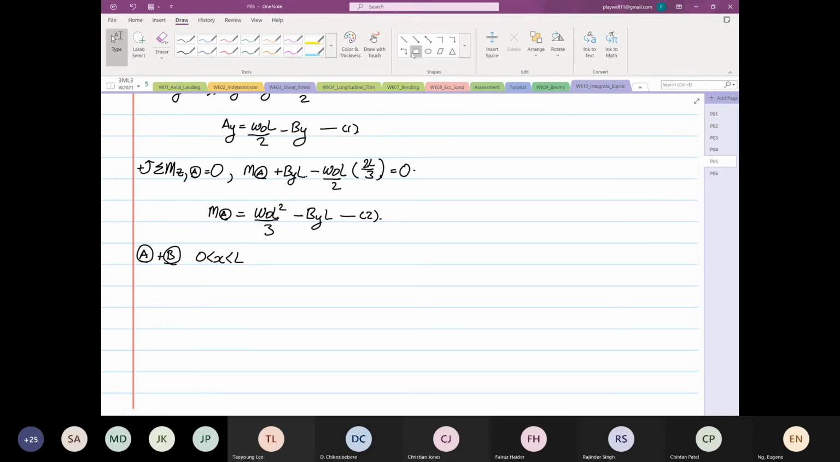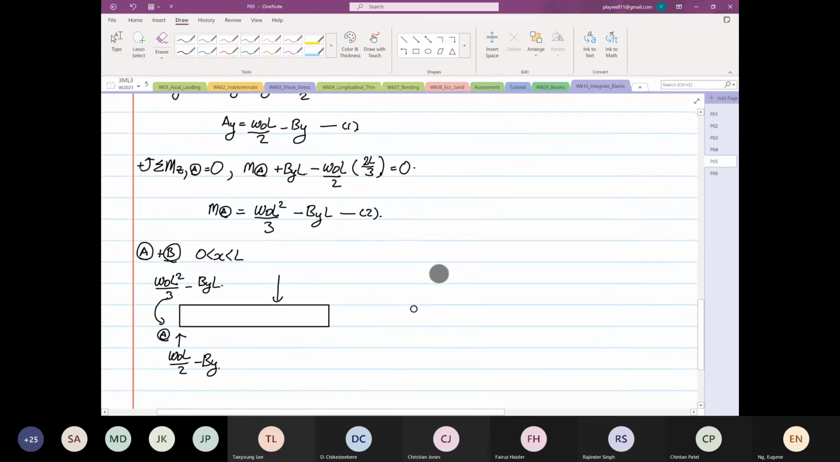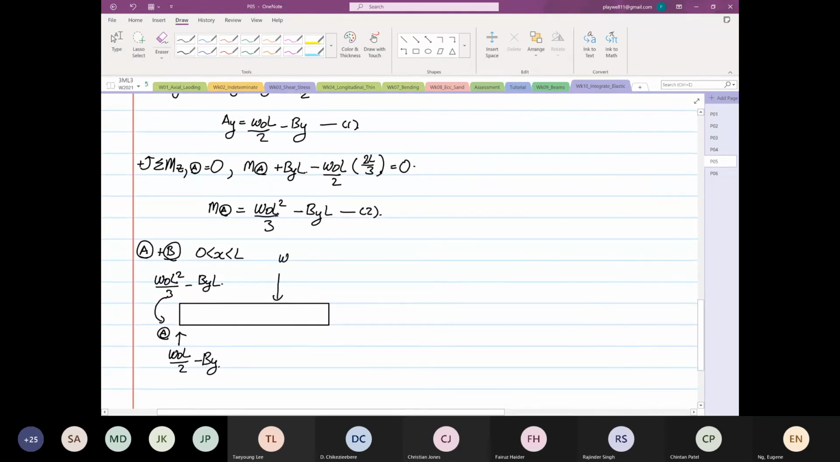So from here, we draw our free body diagram again. We know this is equal to omega naught L over 2 minus BY. And we know the moment about point A is equal to omega naught L squared over 3 minus BY L. Then we have another load over here. That load is equal to omega naught X squared over 2L.